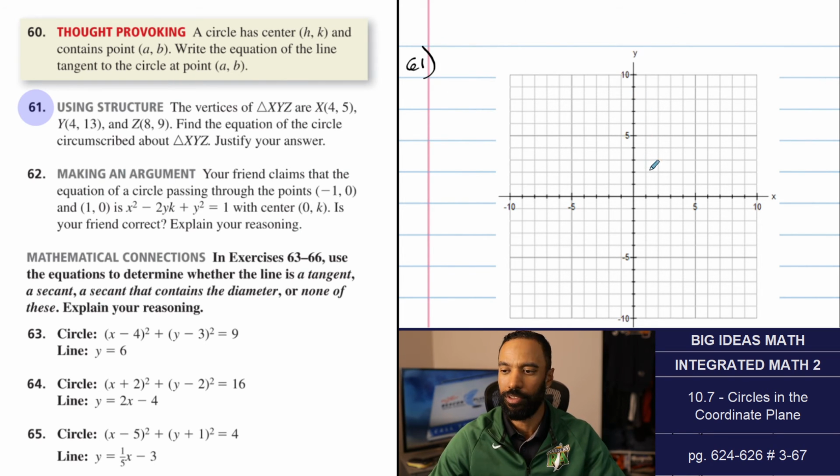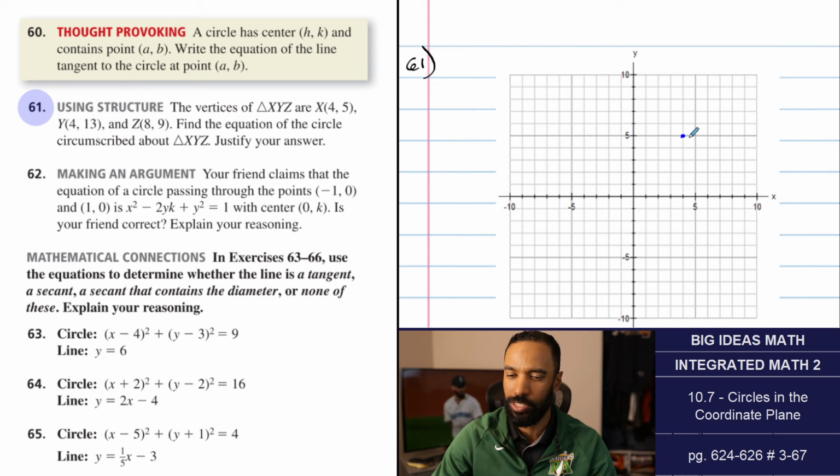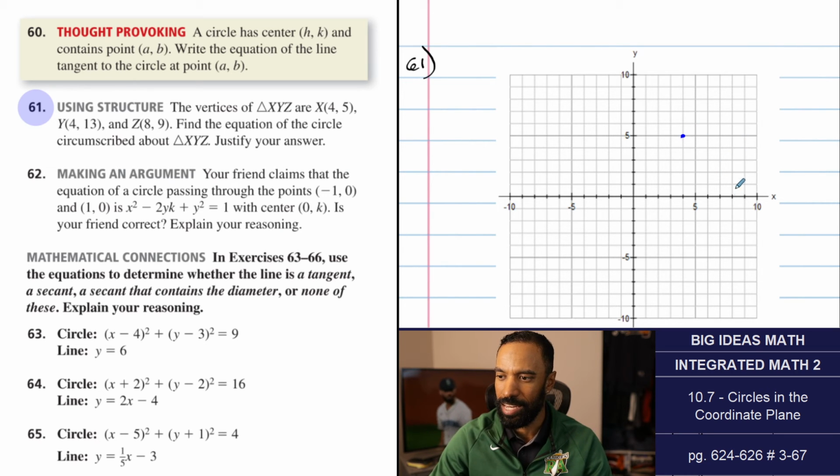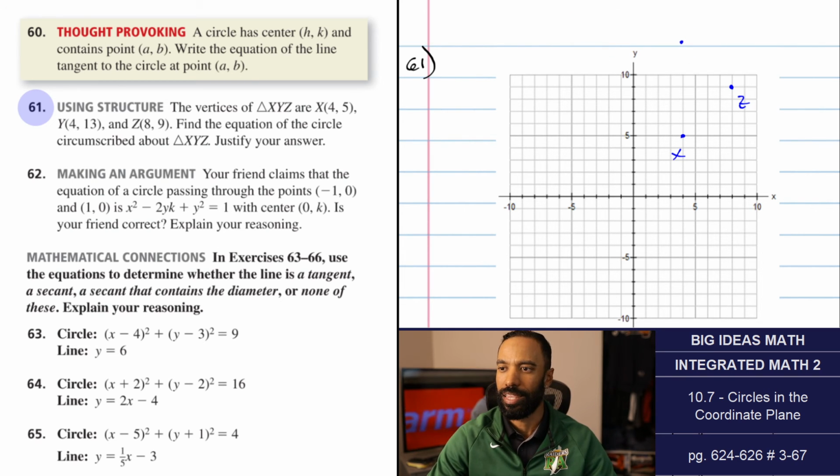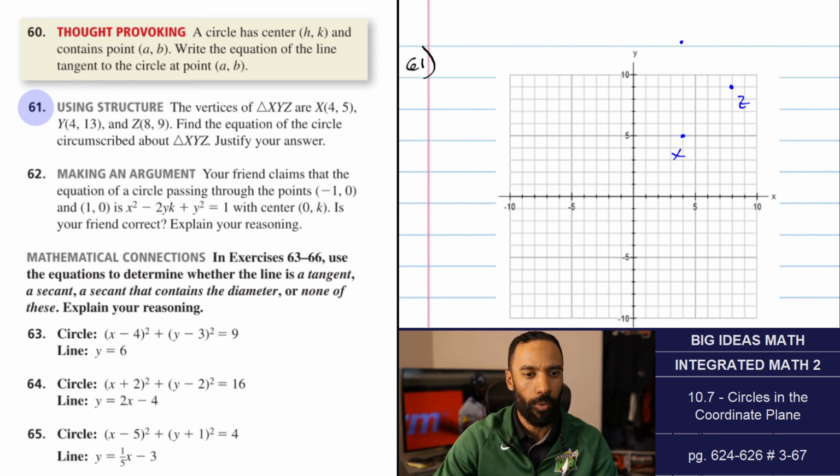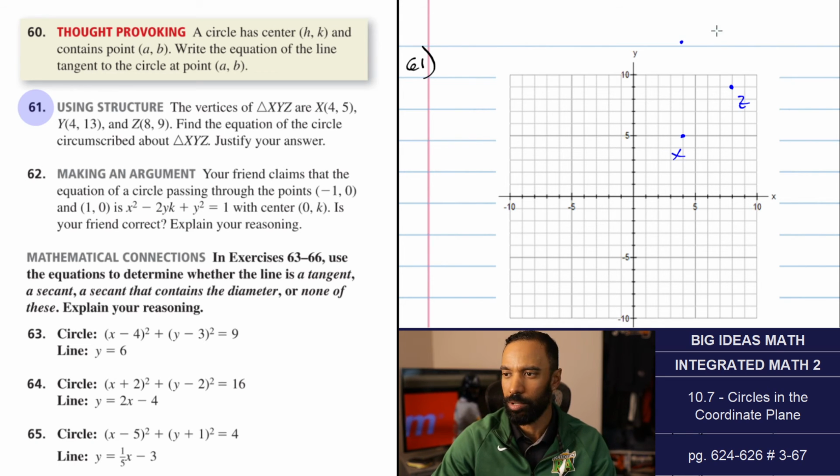That's a little off the graph, but I'm at 4, 5 for x. Z is 8, 9. So x and z, and y is at 4. It was 4, right? 4, 11, 12, 13, kind of like that. And that's a triangle that we have. And we are going to find the equation of the circle circumscribed about it.